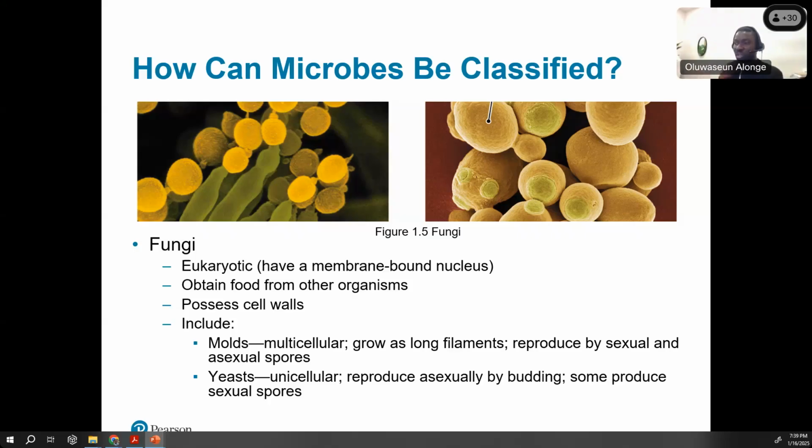Now, they don't make food. They obtain food from other organisms, so we usually classify them as decomposers. We'll talk about that more later. They have cell walls, like plants. They include molds, which are multicellular, and yeast, which are unicellular. The molds can reproduce sexually and asexually, and the yeast reproduce using spores and budding as well.